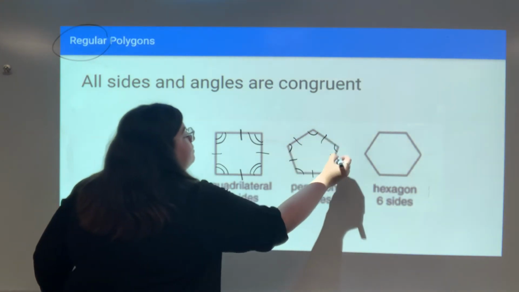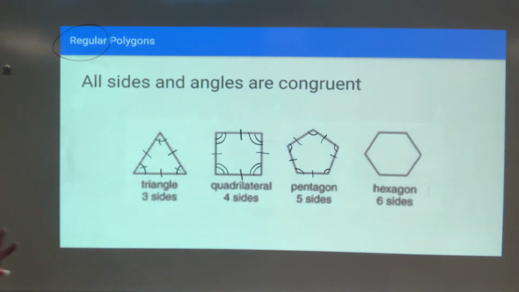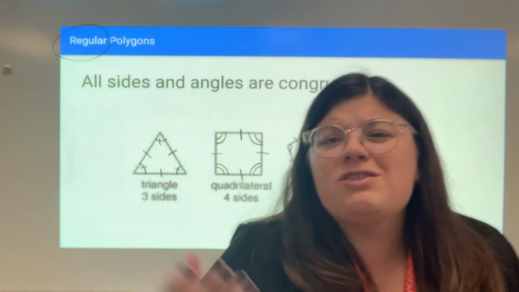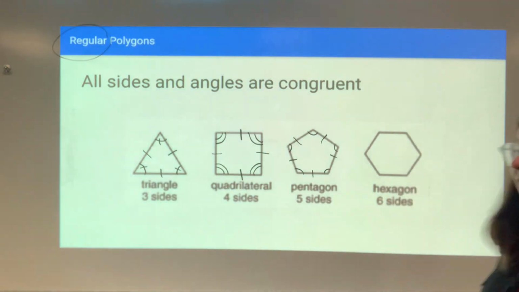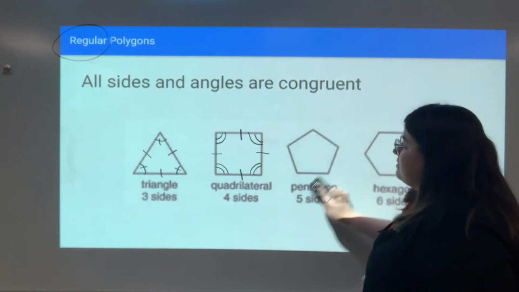All of your angles would be congruent as well, okay? That's a regular polygon. I also like to think they're just so perfect. They're the really nice ones to look at. They're not crazy looking, all right? So regular polygons, make sure you know that.